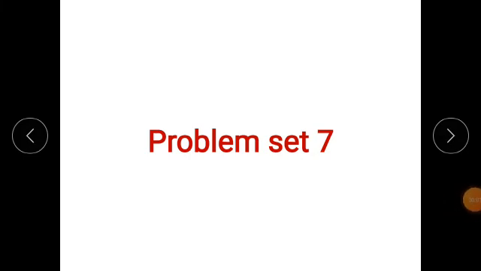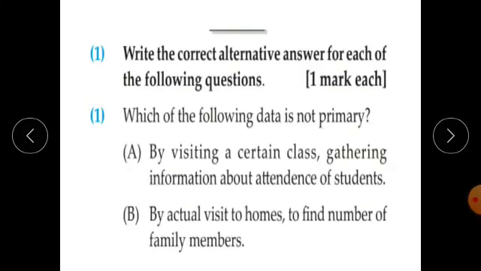Now we will solve questions from problem set 7. Question number 1. Write the correct alternative answer for each of the following questions. First sub question. Which of the following data is not primary?